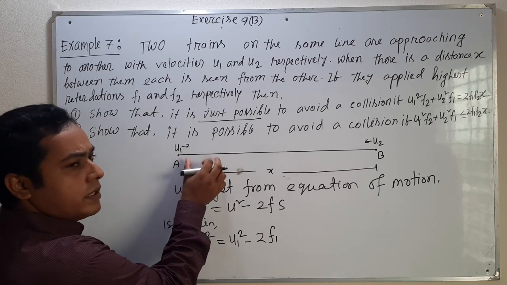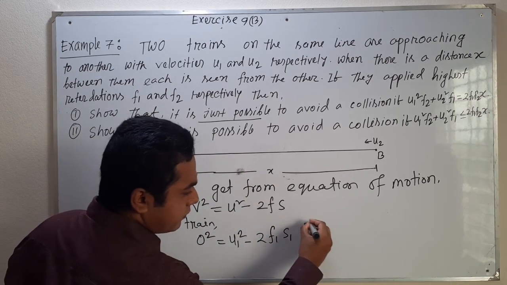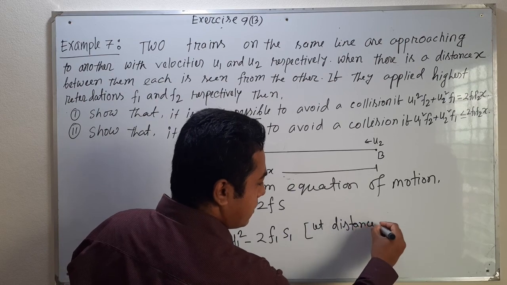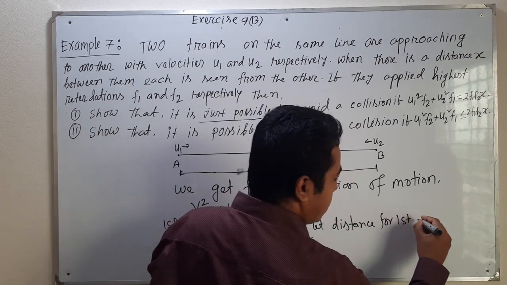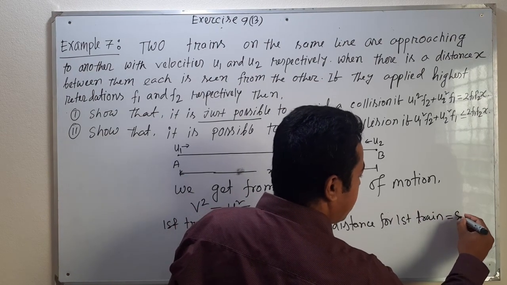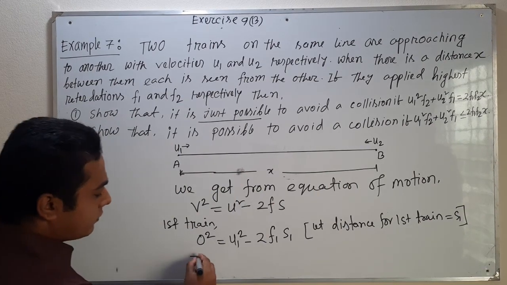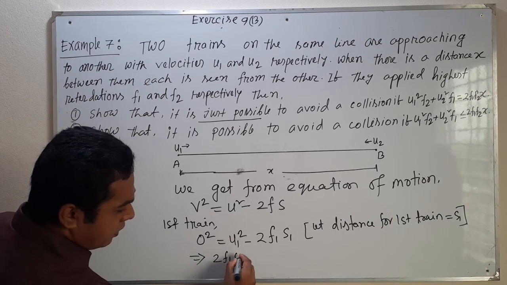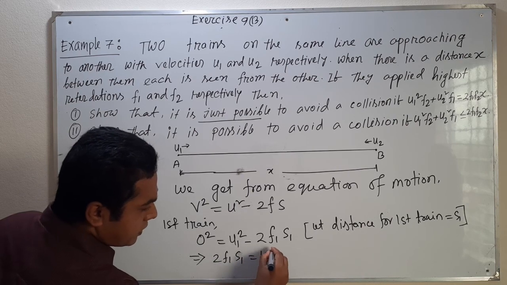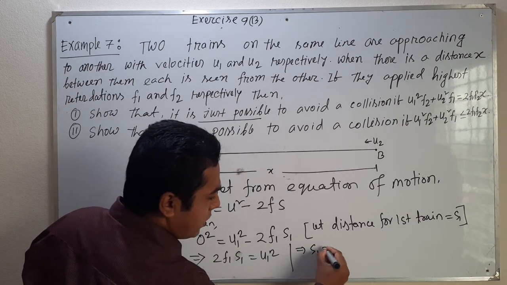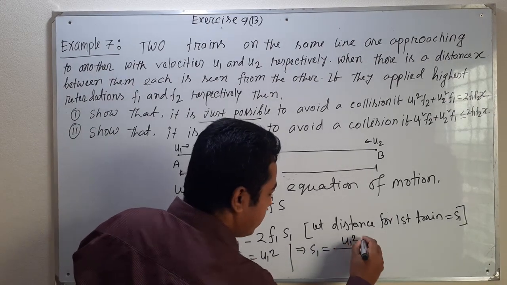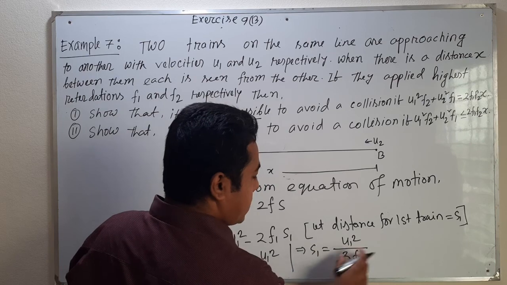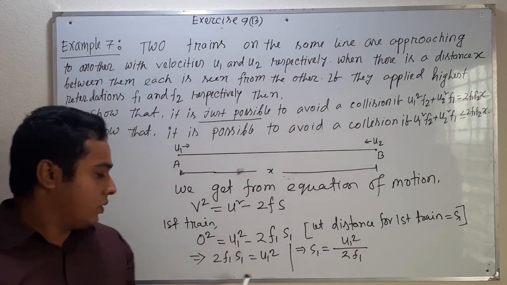Let the distance for the first train be s1. Then 2f1 s1 is equal to u1 square, so s1 is equal to u1 square divided by 2f1. This is the value of s1.